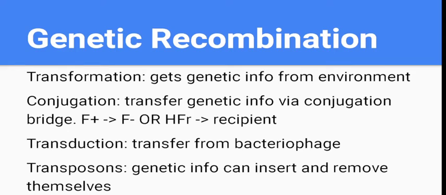So genetic recombination. This is like transformation: you get genetic information from the environment. This is like bacteria. And then conjugation is how they transfer genetic information, via a conjugation bridge. So it usually goes F positive to an F negative, which is the terminology they use on the MCAT, which I didn't know about for a while. I'm like, what's this F positive mean? I'll do some looking into it. So there it is.